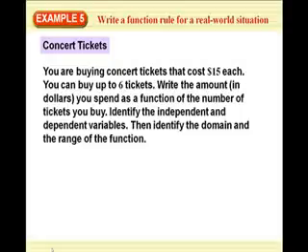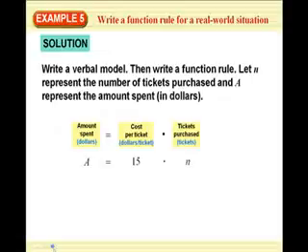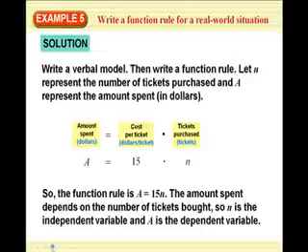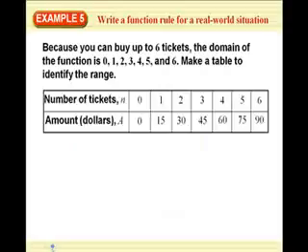So we can write the amount in dollars we'll spend as a function of the number of tickets that we're going to buy. Write a verbal model. N is going to represent the number of tickets, so every ticket costs us $15, so 15 times N equals the amount we're going to spend. Okay, so we could buy 0, 1, 2, 3, up to 6 tickets. So check this out, we make a table of 0 through 6.